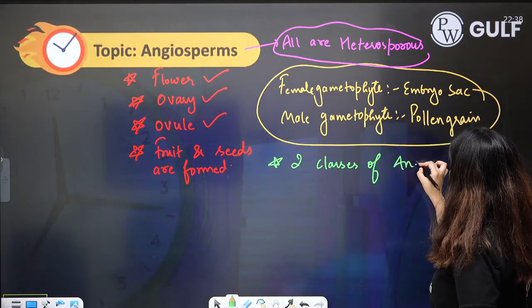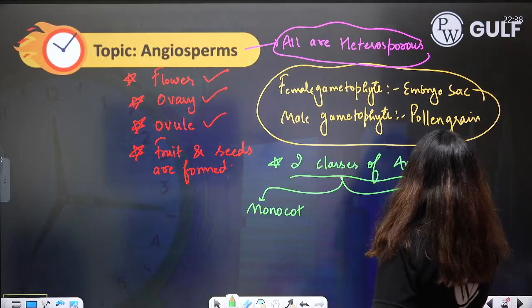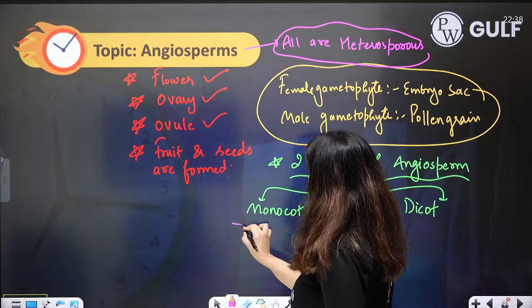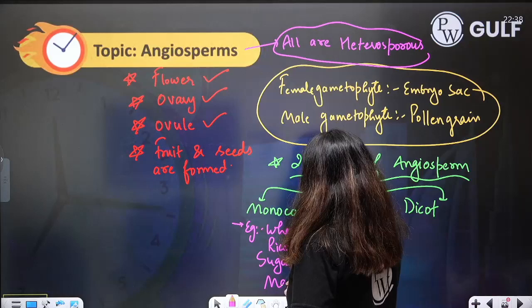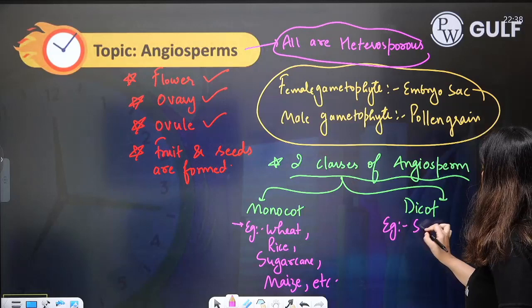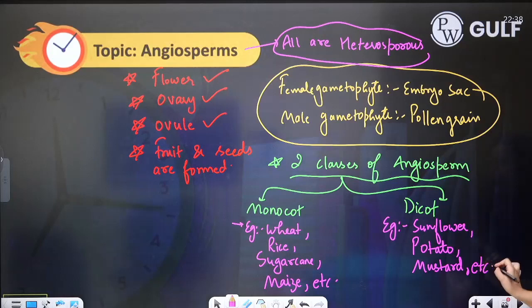Monocot and dicot. Embryo having one cotyledon is known as monocot. Embryo having two cotyledons is known as dicot. Examples of monocot are wheat, rice, sugarcane, maize, etc. Examples of dicot are sunflower, potato, mustard, etc. So these are two classes of angiosperms.